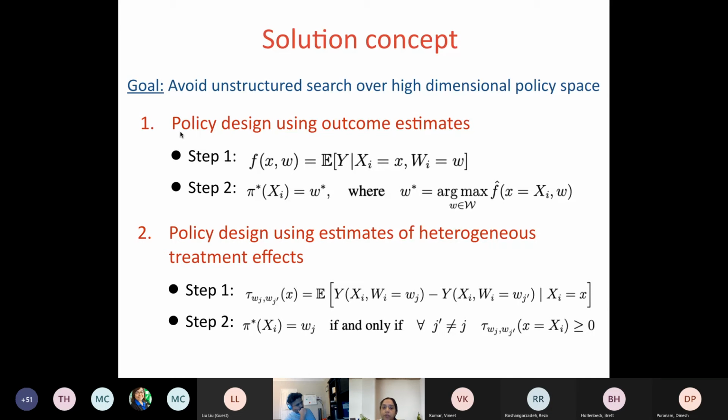And there are two broad ways to do it. There are other ways as well, but the two broad ways are using outcome estimates or heterogeneous treatment effects. So in the first case, both work.